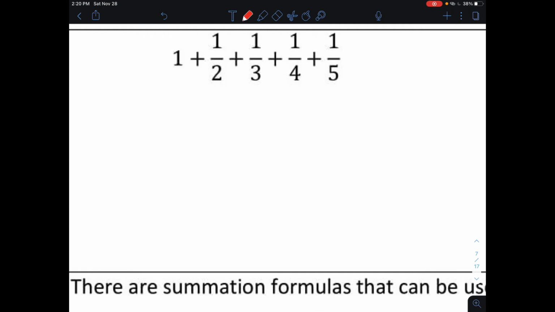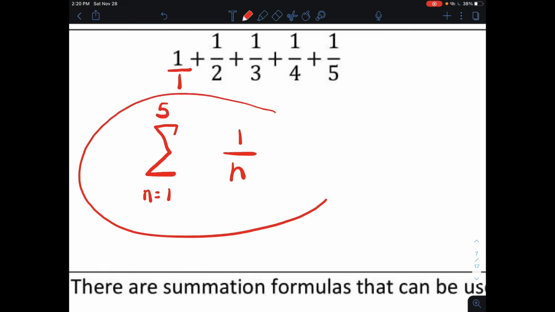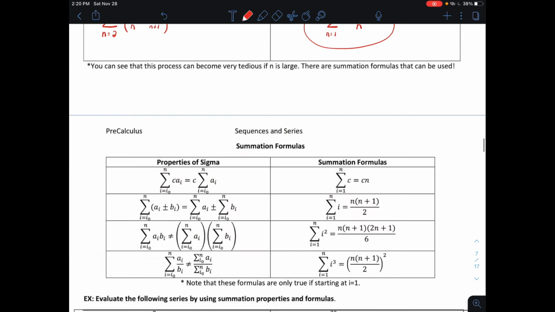So I'm having the expanded series, 1 plus 1/2 plus 1/3 plus 1/4 plus 1/5. I want to write an explicit equation. Well, they're all fractions except for this first number. Well, I'm going to make that 1 over 1 and look at what's changing. Well, the only thing that's changing in this case is the denominator each time. And so I could write this, the explicit form would be 1 over n, where I start with the first value of n being 1, and I keep going until the last number I use for n to be 5, and there's our summation.